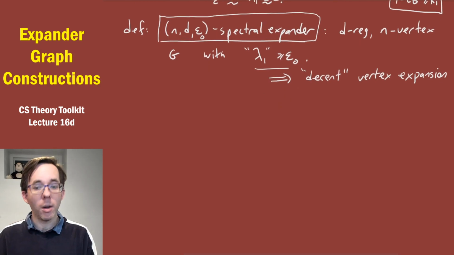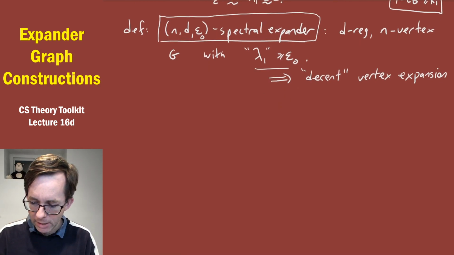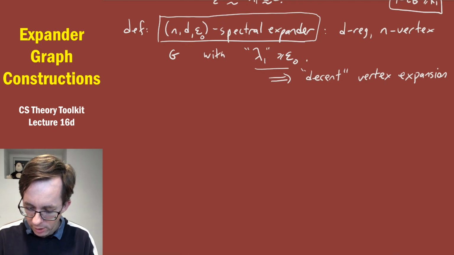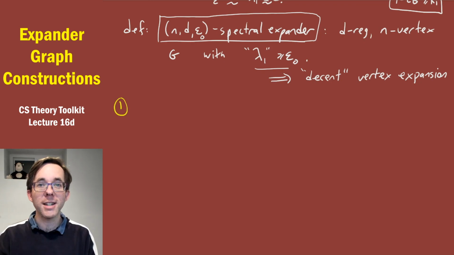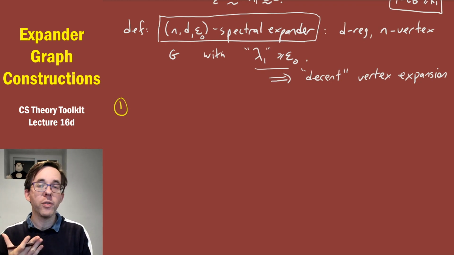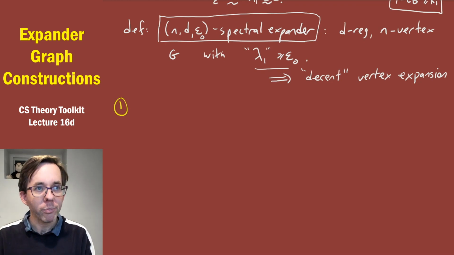Let me tell you about 3 constructions. The first construction is really great because it's unbelievably explicit. It's so explicit you just write it down, and the proof that it's a spectral expander is not so bad.